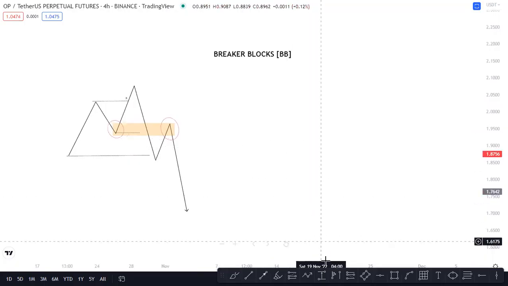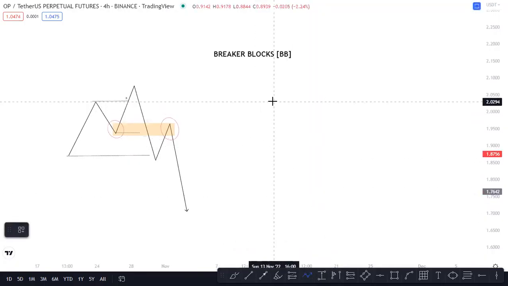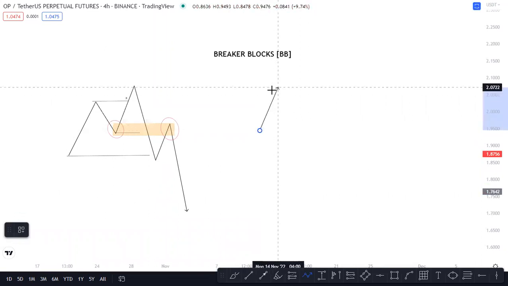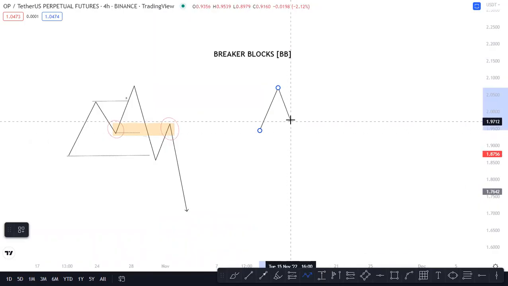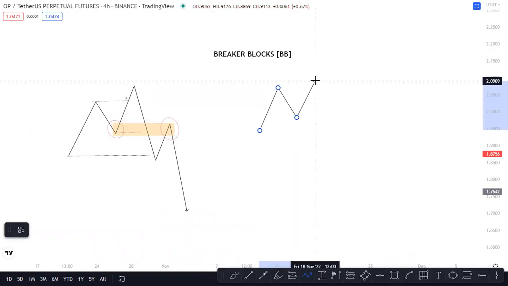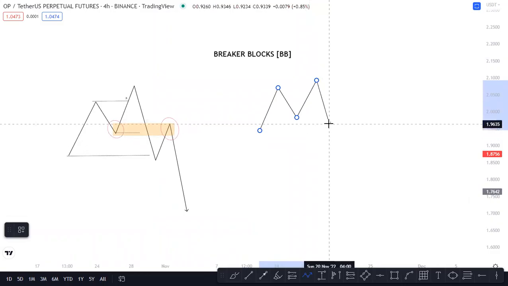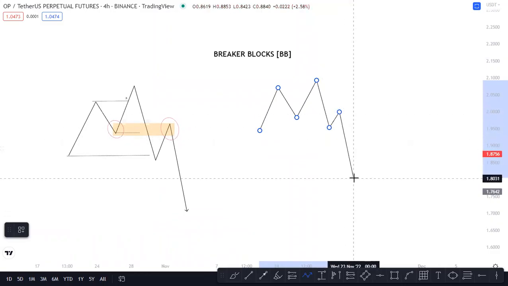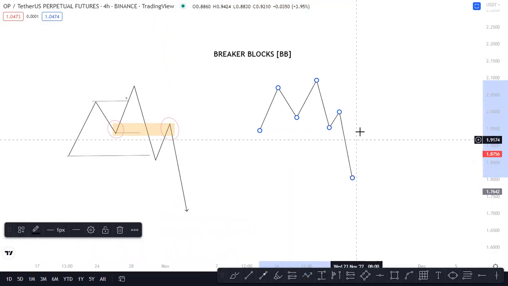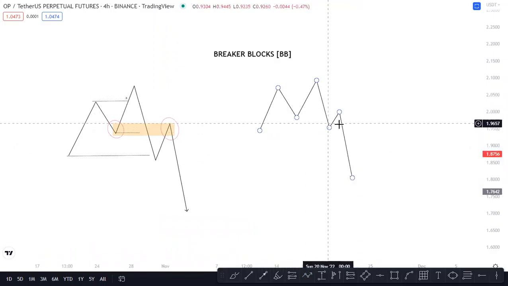Now we can also have some simple sell scenarios, where price creates what you know as a change of character. But then price won't retest this order block. Price just retests here and starts selling. Let me make this change of character very obvious.